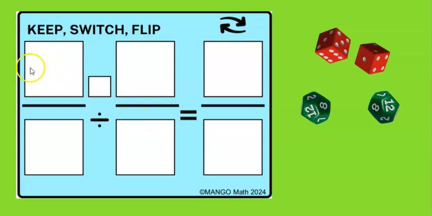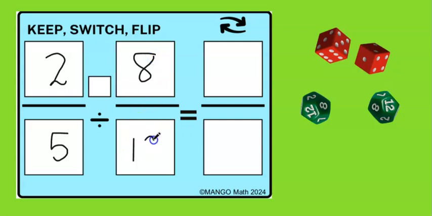So let's say I do a 2 here, a 5 here. Let's say I do the 8 here and the 12 here. So I can mix these numbers up any way I want to, and then I'm going to follow that same process of I'm going to keep the first fraction. I'm going to multiply them now.